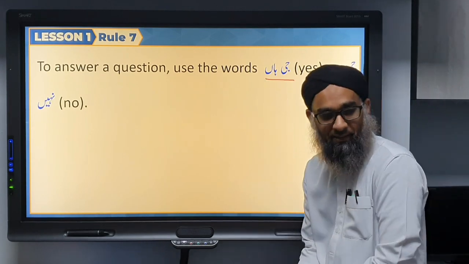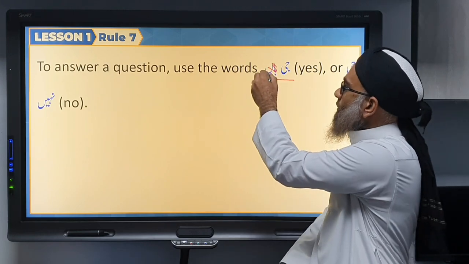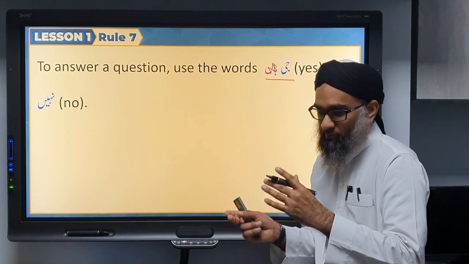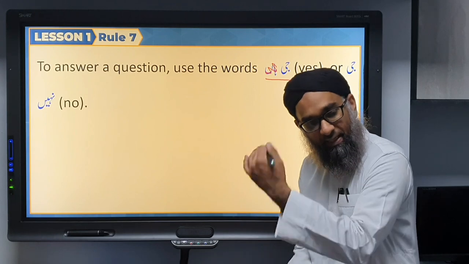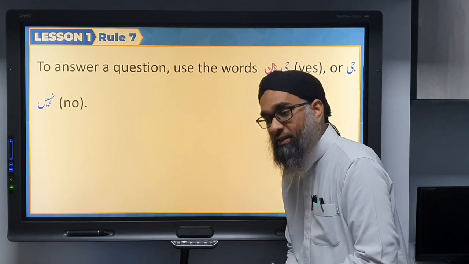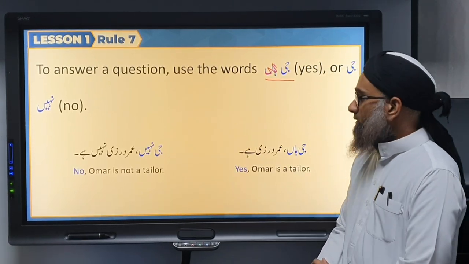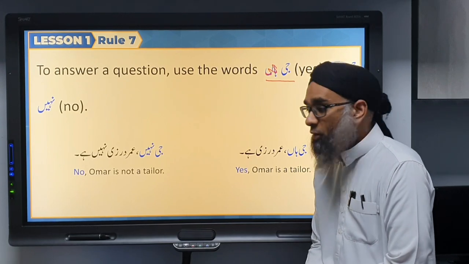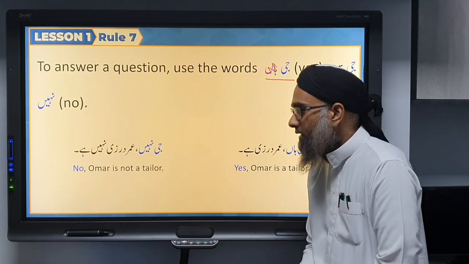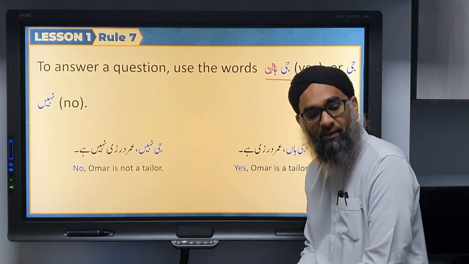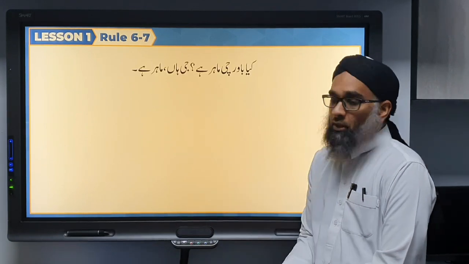What does ji haan mean? Yes. And ji nahi is no. You can also say ji on its own to mean yes, and nahi means no. The more formal way is ji haan, ji nahi. If you say haan on its own, it means yes, and nahi on its own means no. So for example, the previous question: kya Umar darzi hai? Say ji haan, Umar darzi hai. Or ji nahi, Umar darzi nahi hai. Okay, we've got a few more rules here, so let's try. Bismillah.